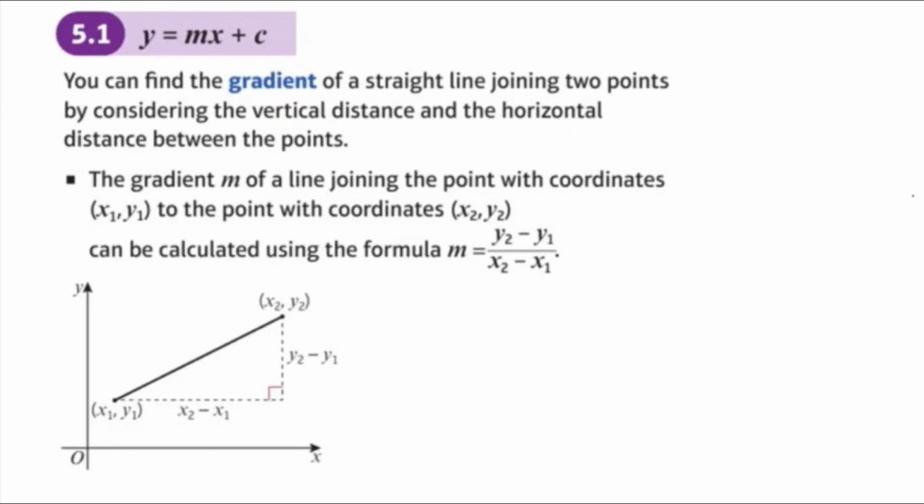Topic 5.1 is y is equal to mx plus c. This is a general equation for a straight line. To find the gradient of a straight line, we need two coordinates, x1, y1 and x2, y2. And this is the formula: m is equal to y2 minus y1 over x2 minus x1. That will give you the gradient.